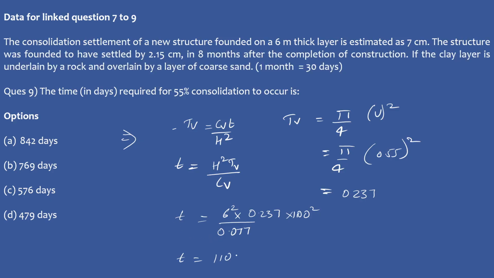So I'm getting something like this. So this is your minute. Now to convert it into days, minutes, 24 hours. So I'm getting around 769.48. So the correct answer is 769 days.